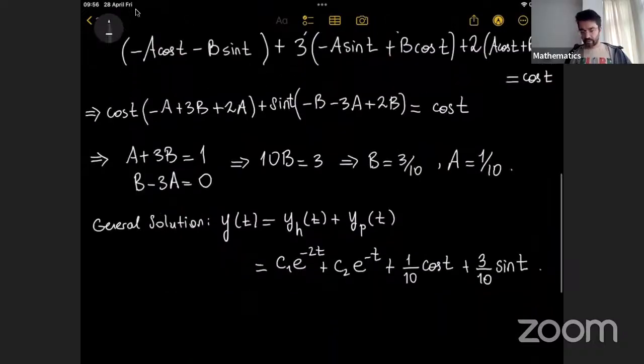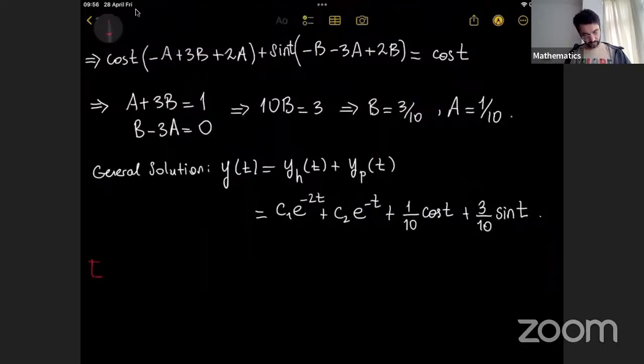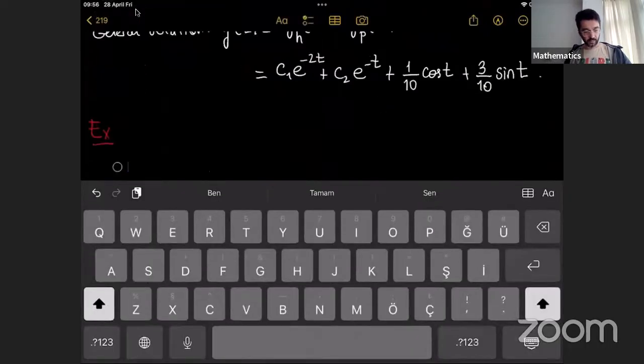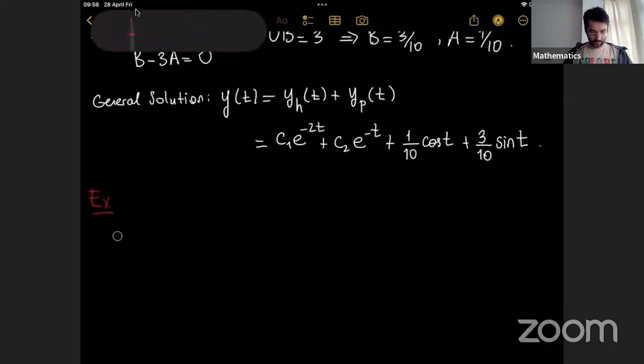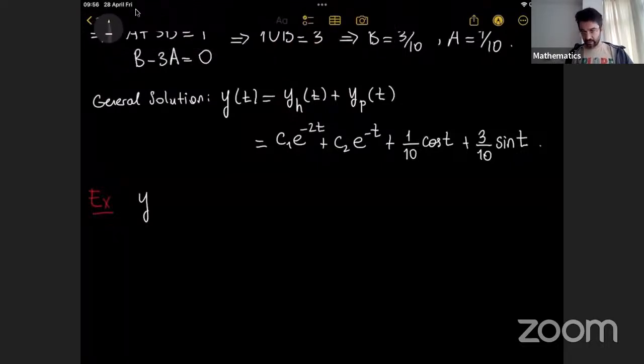Let's do another example. So let us solve now y double prime minus y is equal to e to the t.